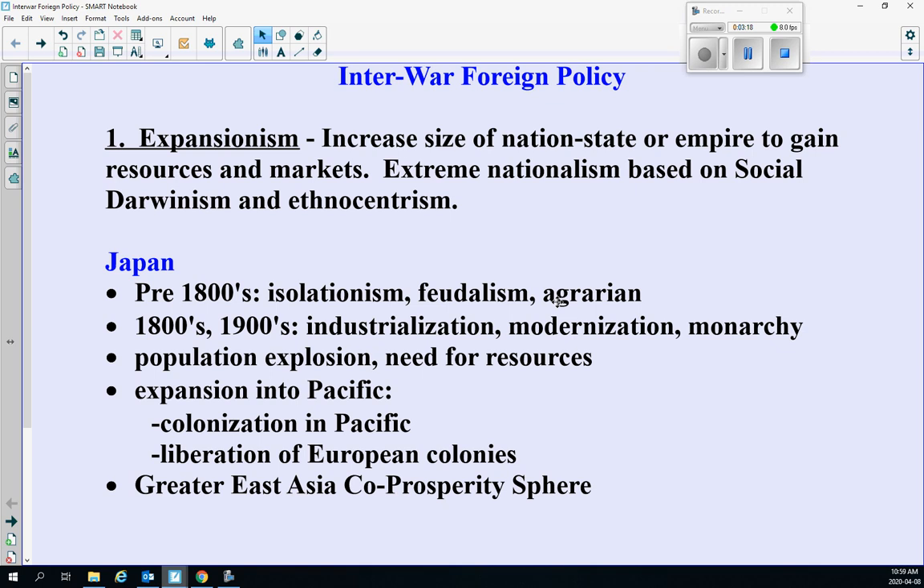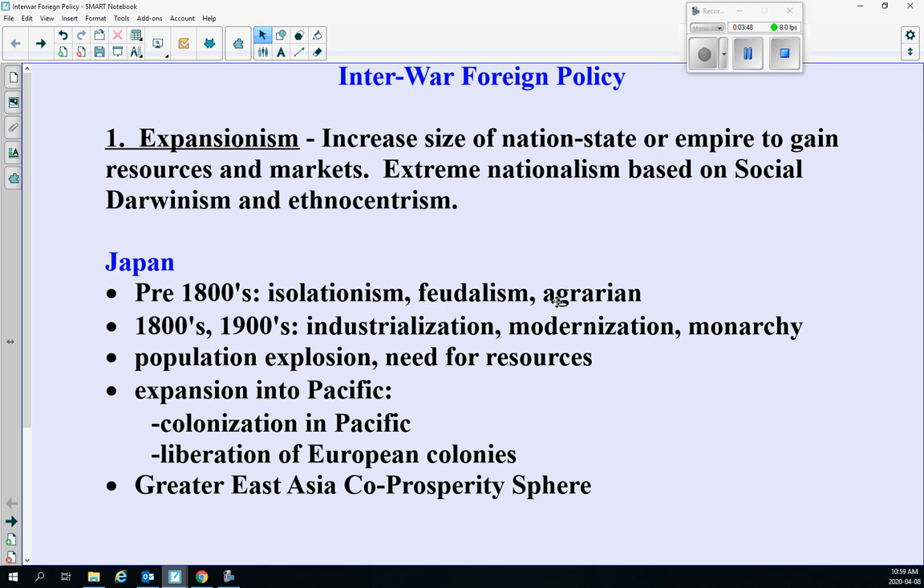So Japan awakens at the dawn of the 20th century, recognizing they're behind, and they've got to do some fast catching up, or it's going to be too late. There had been a population explosion in Japan, and they needed resources, in particular coal, oil, and precious metals, which Japan didn't have. So they're going to have to take them from somebody else. That drove Japanese expansionism into the Pacific.